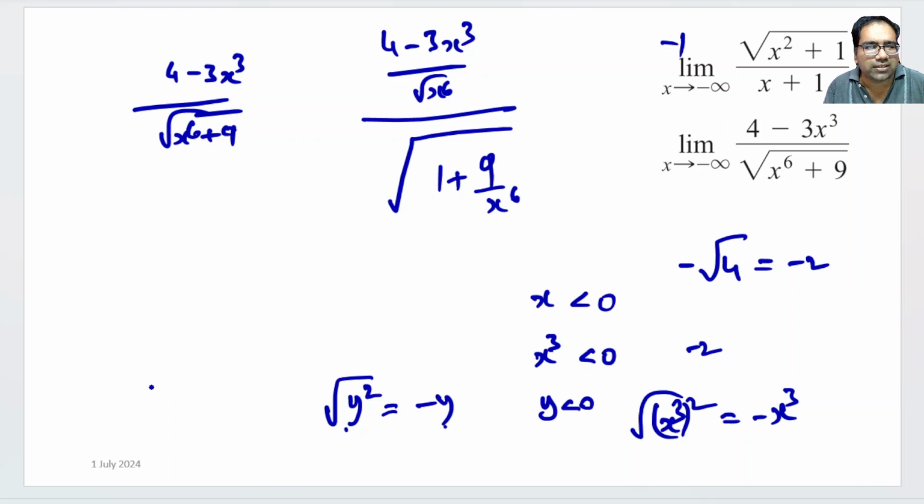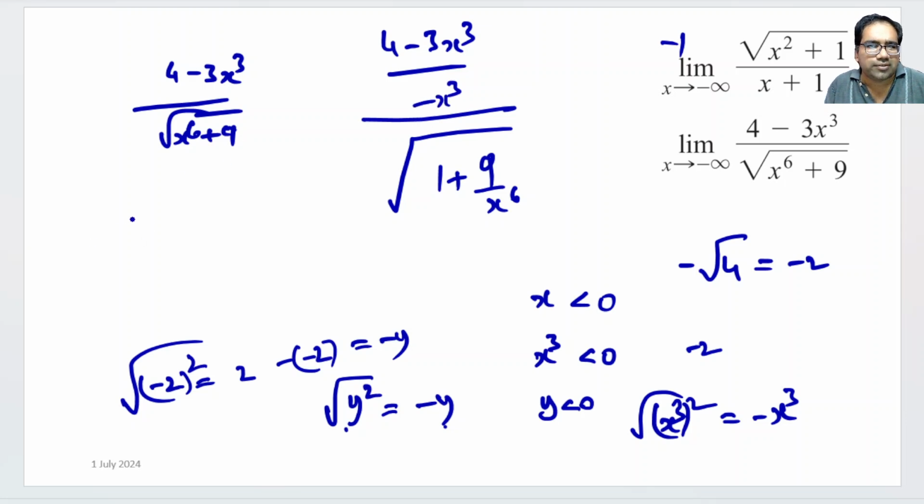So, for example, when y is minus 2, y whole square is equal to plus 2, which is nothing but minus of minus 2. This is nothing but minus y. So, root of x power 6 is equal to minus x power 3. Okay, so what does that mean?